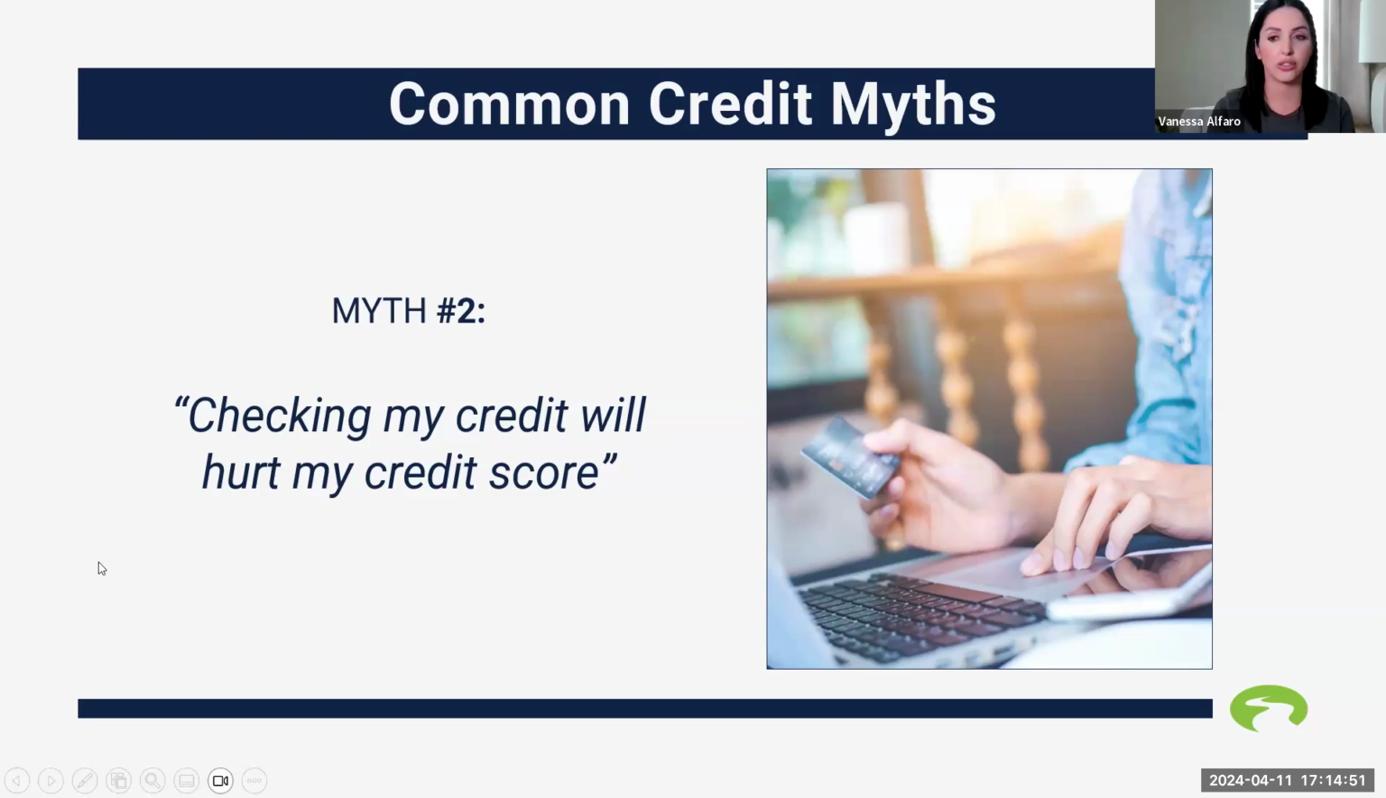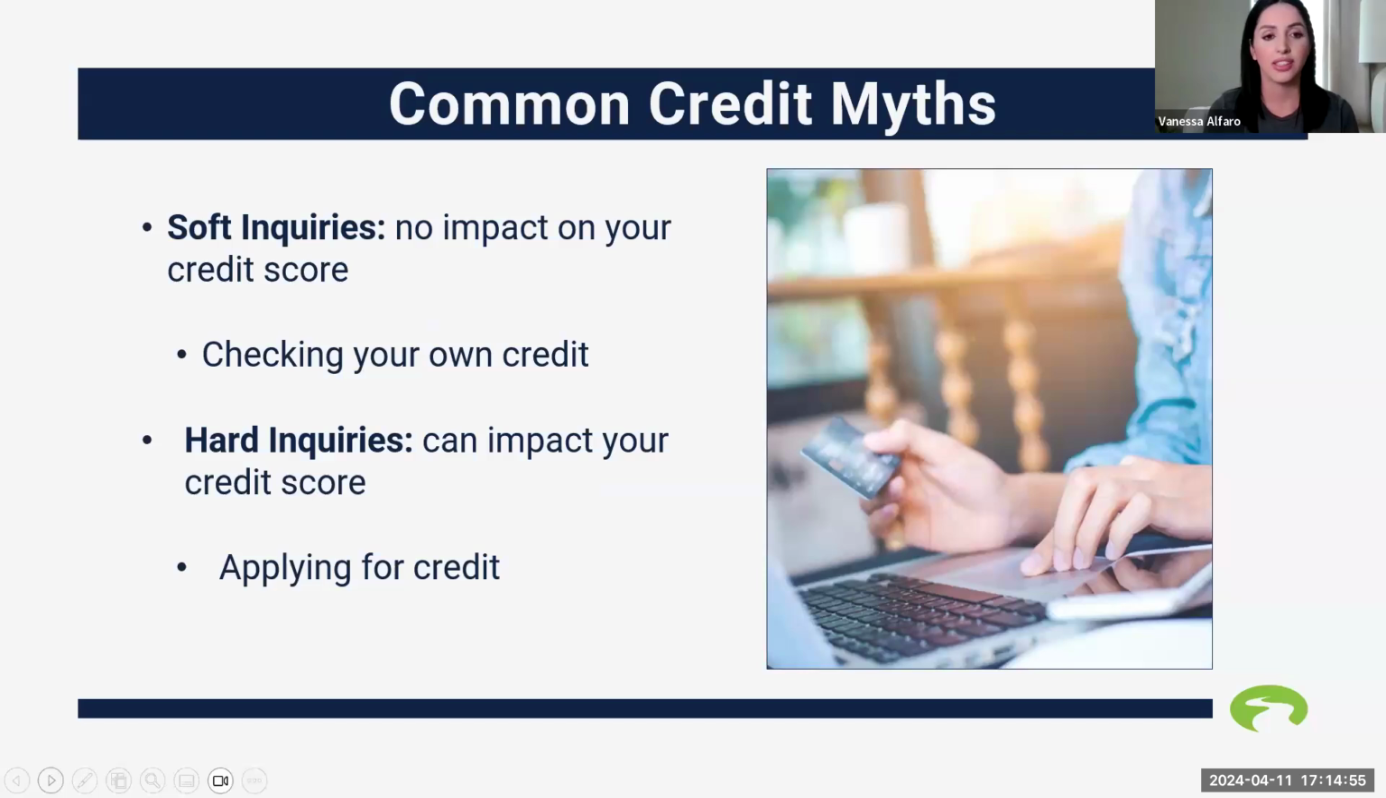But checking your own score is not considered a hard inquiry. So soft inquiries are no impact to your credit score. So you might hear a lender say, well, this isn't a hard inquiry, it's a soft inquiry. That might be something where you go to open a checking account, maybe a new savings account, and that lender needs to do a soft pull on your credit. Just to kind of know our customer, know our client. They may be required to do a soft inquiry. So you might hear that, and that will not have an impact to your credit score.